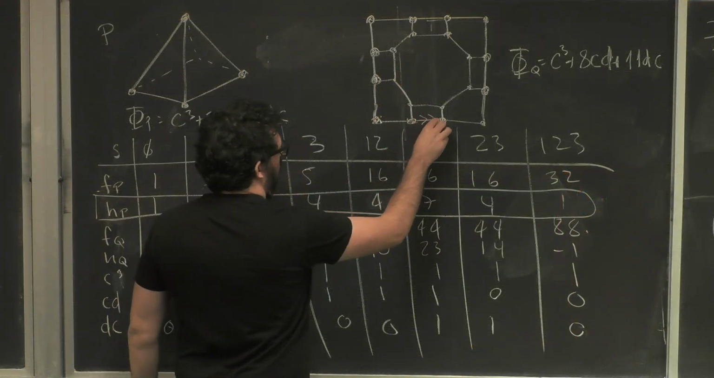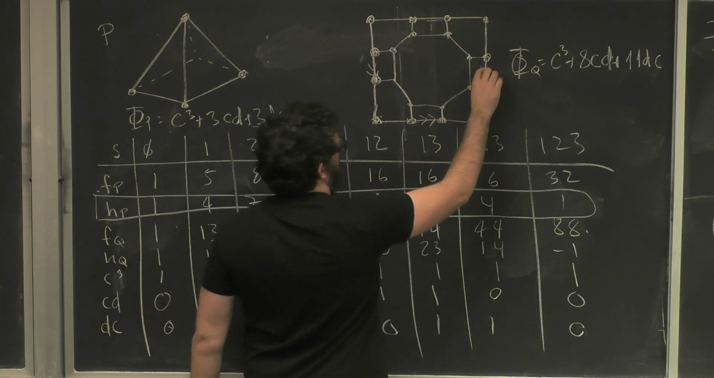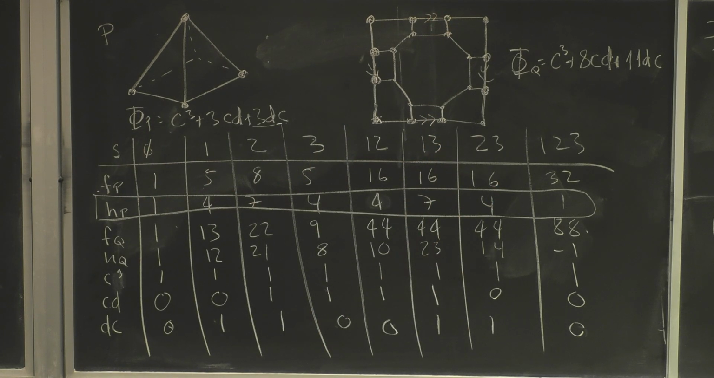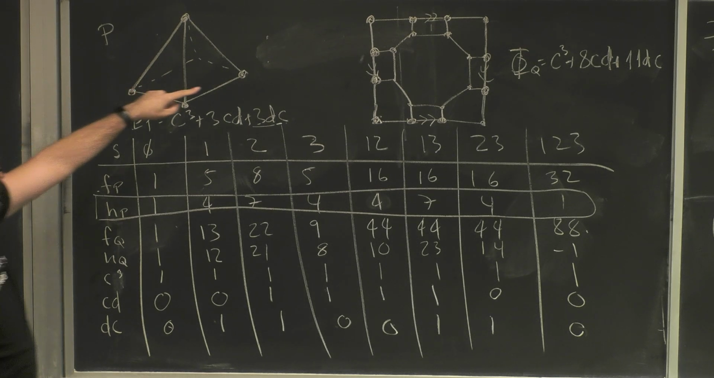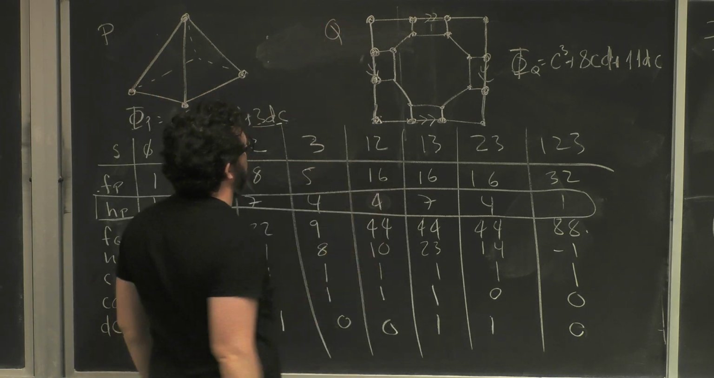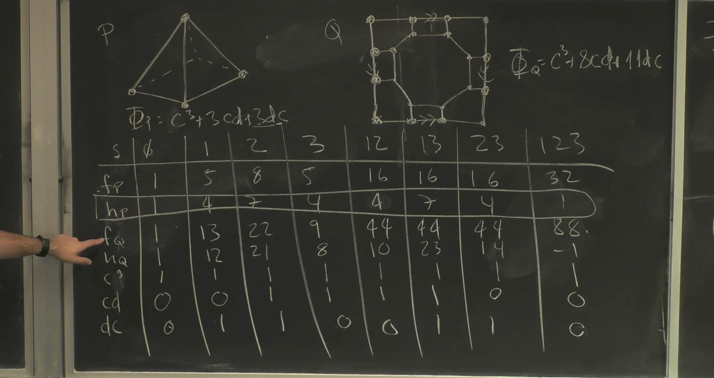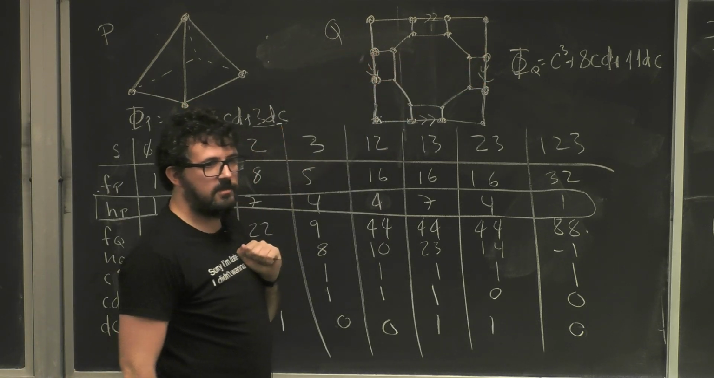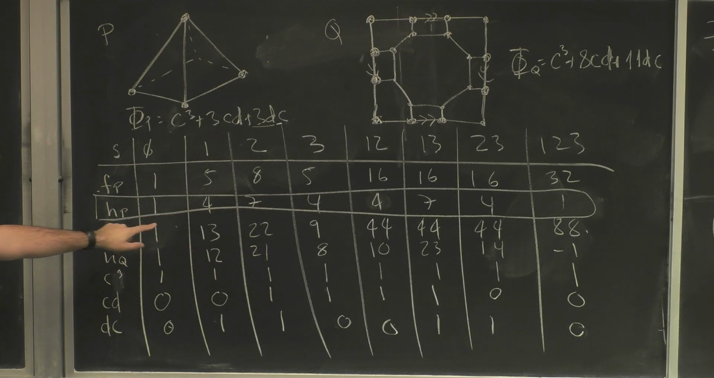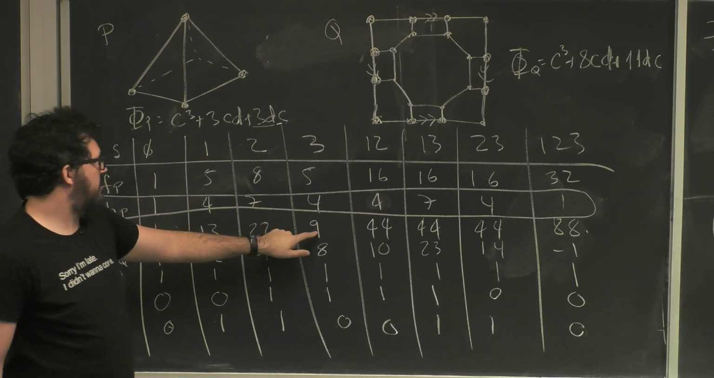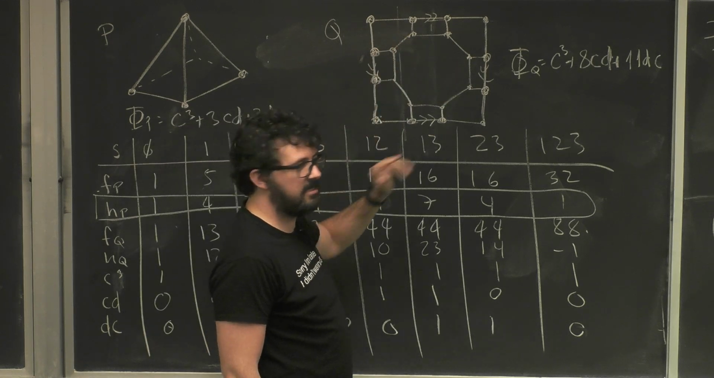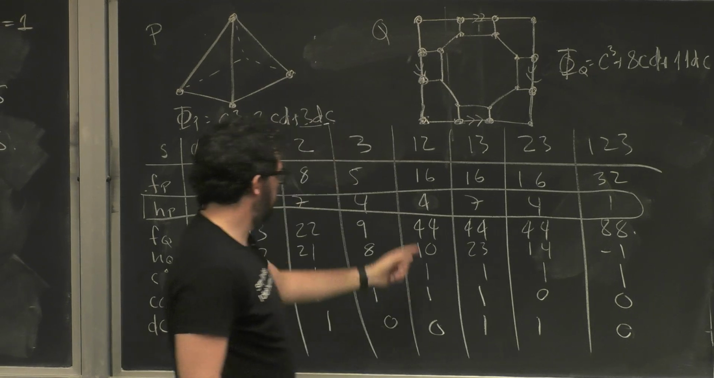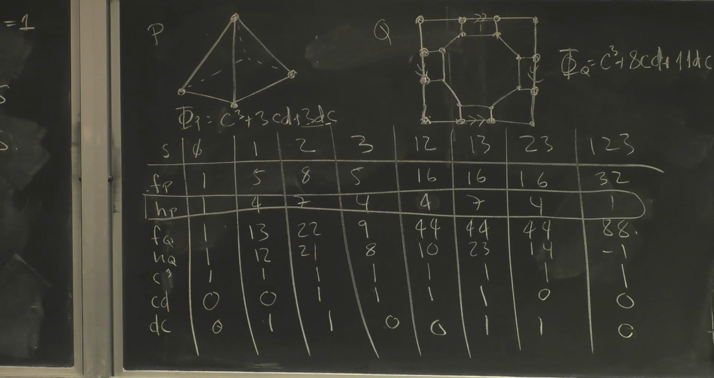I drew a torus. I told you that the theory is supposed to work for manifolds, and this thing here is a torus. I can play the exact same game. Now I have to remember that, for example, this vertex is the same as this vertex. But if I compute, I get 13 vertices, 22 edges, 9 two-dimensional faces. Now there's an octagon over there. And then there's 44, 44, 44, 88.